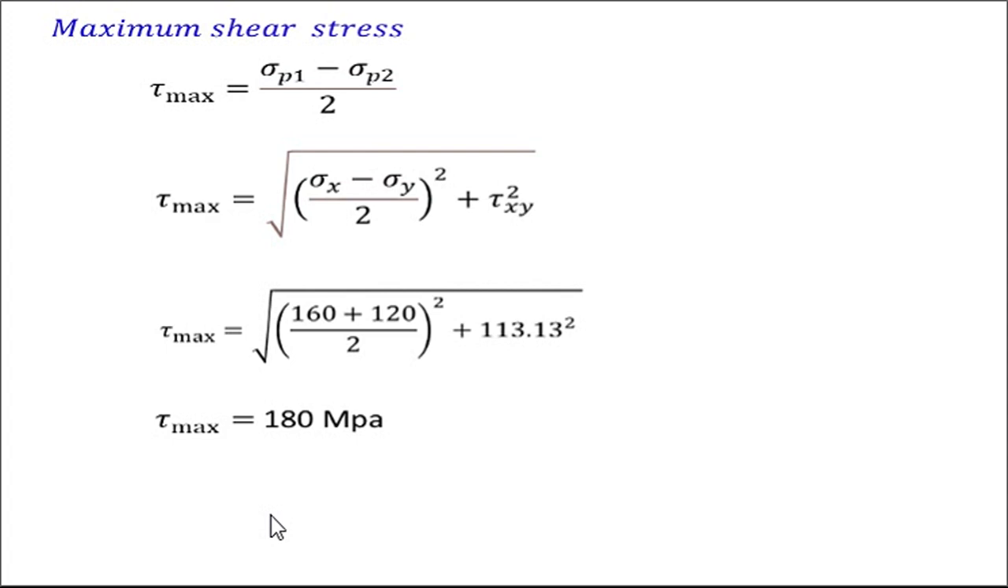Here we have taken the second relation, the square root of ((sigma x minus sigma y) divided by 2) whole square plus tau xy square. Sigma x value is 160, sigma y value is minus 120, divided by 2 whole square, and tau xy we have just determined, 113.13 square. If you solve this relation, because all the values are known and the unknown is tau max, after solving we get the value 180 MPa, which is the maximum shear stress. So understand the relation that is used for the determination of maximum shear stress.